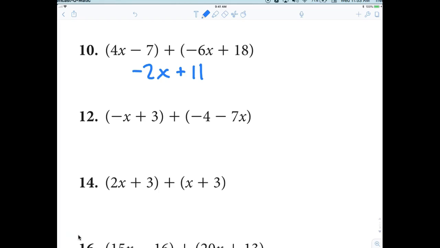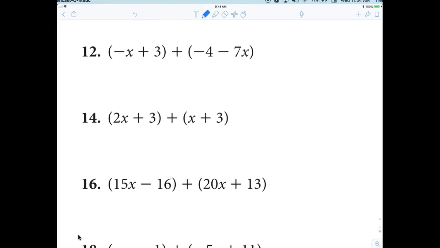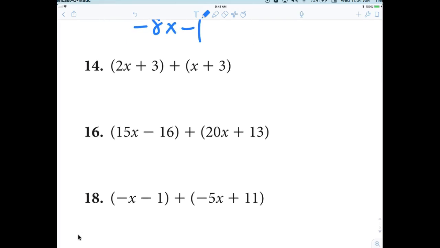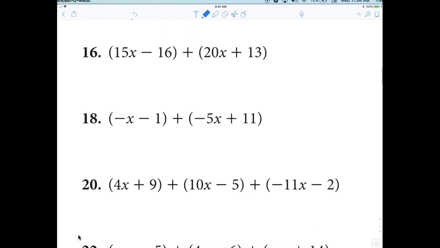All right, Max, 12. Negative 8x minus 1. You're awesome. Negative 8x minus 1. All right, Connor. Number 14. Oh, right, sorry. 3x plus 6. You're awesome. 3x plus 6. Julian, take your time and get it right.